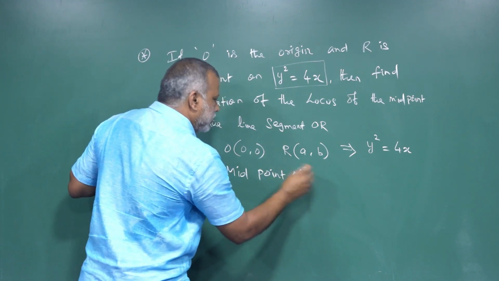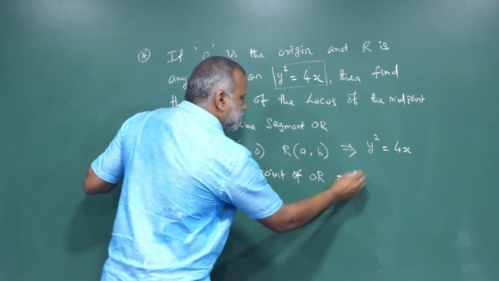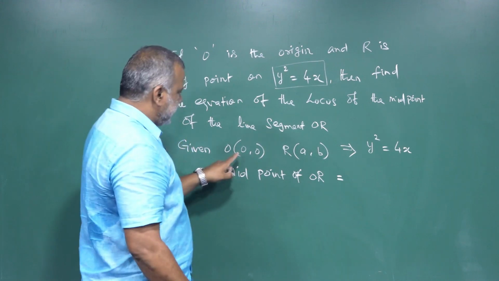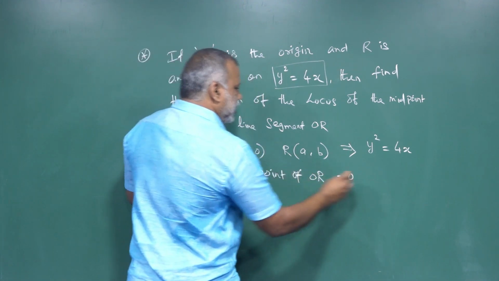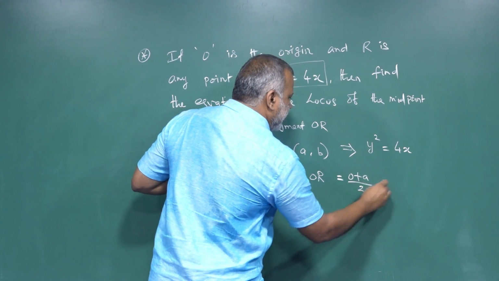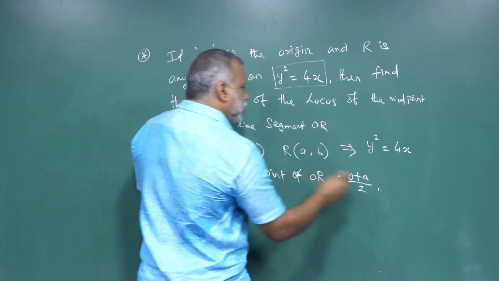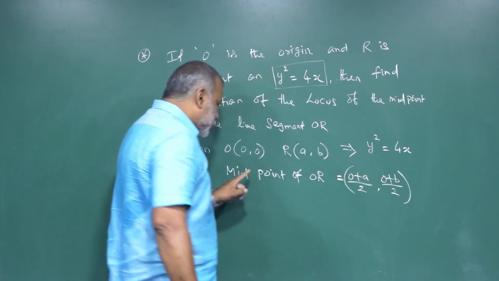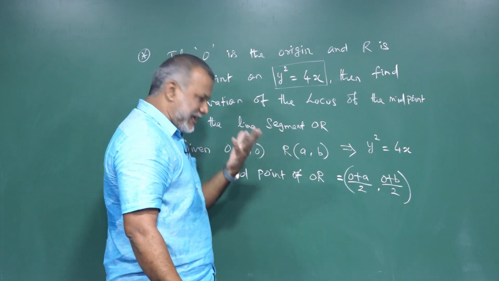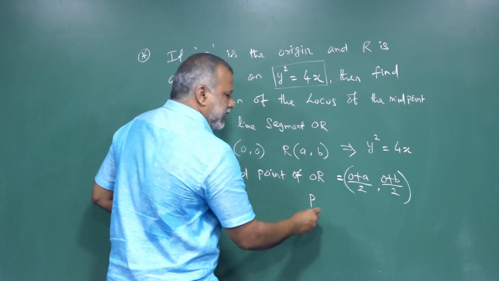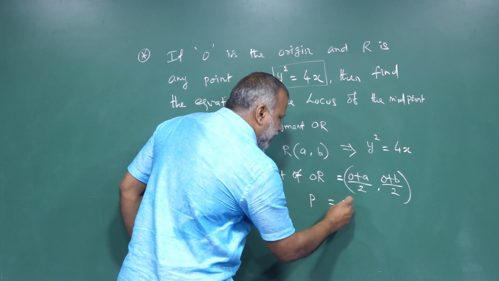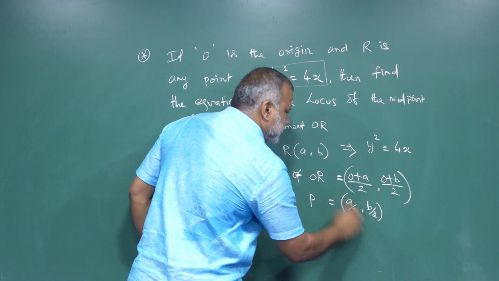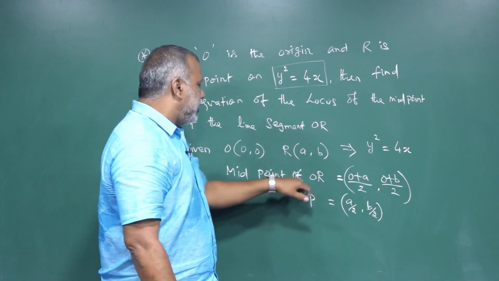Midpoint of OR. See the logic. What is the formula to find the midpoint? x1 plus x2 divided by 2. Here x1 is 0, plus A divided by 2, comma y1 plus y2, 0 plus B divided by 2. So the midpoint of OR, I can give the name P. So P equals A divided by 2, comma B divided by 2. P is the midpoint of OR.